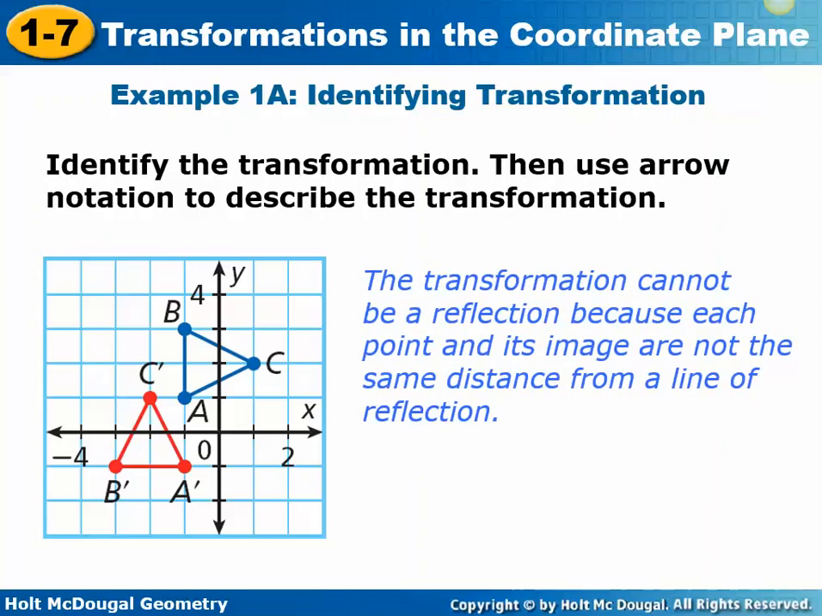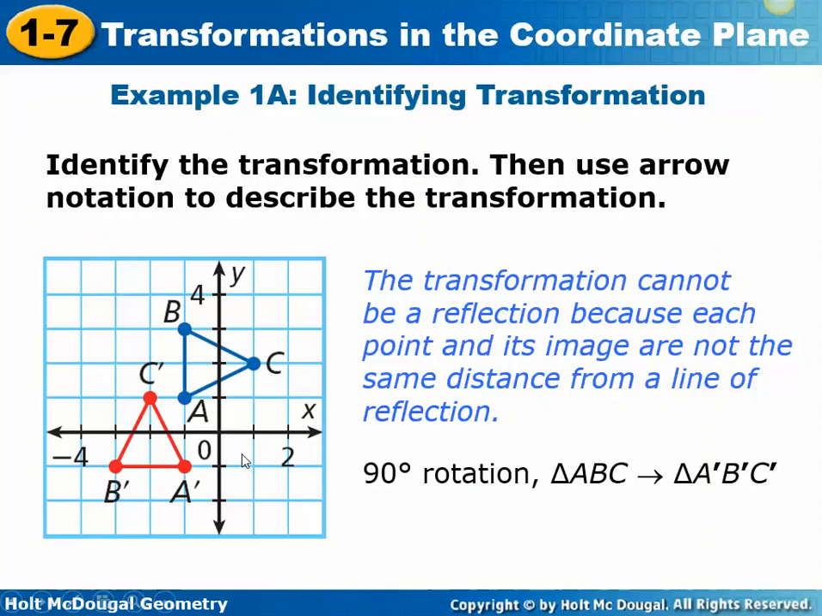So the first thing is we're looking to see if it can be a reflection. It can't be a reflection because each point in its image are not the same distance from a line. Like, what line could I draw and then fold it over so that it would match up? There isn't any. It's not a translation because it turned. So it's a rotation. It's a rotation 90 degrees.